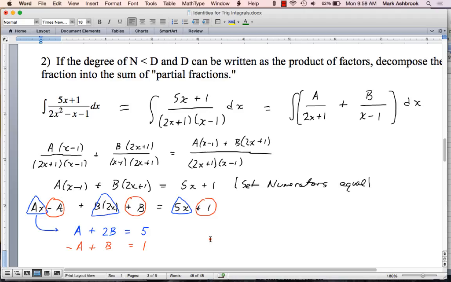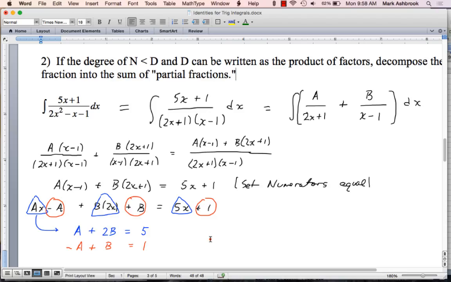So once we get those numerators equal, we're going to expand it out, and then we're going to just focus on one power of x at a time. So I'm looking at all the ones that have an x with them. I can set those coefficients equal, right? A plus 2b equals 5, and then all the ones that don't have an x, minus a plus b equals 1.